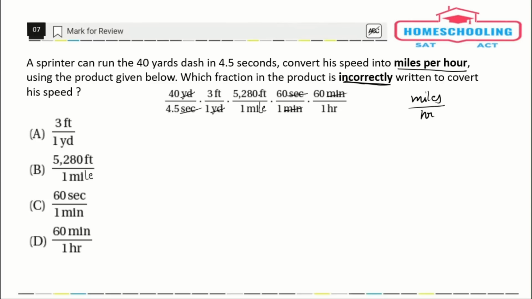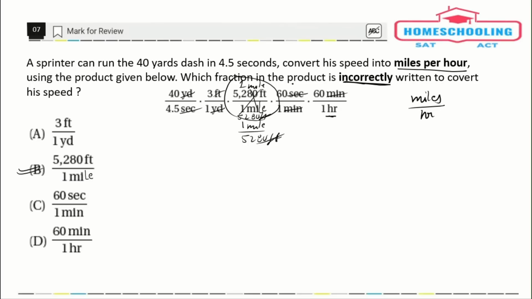We have to invert it. Instead of this, we write it as 1 mile by 5280 feet. Then feet and feet will get cancelled and we'll have miles. Instead of here, we will write 1 mile on the top and 5280 feet. So feet and feet will get cancelled, and we'll be left with miles in the numerator and hour in the denominator. So this one is incorrectly written. So this product, option B, is your correct answer.